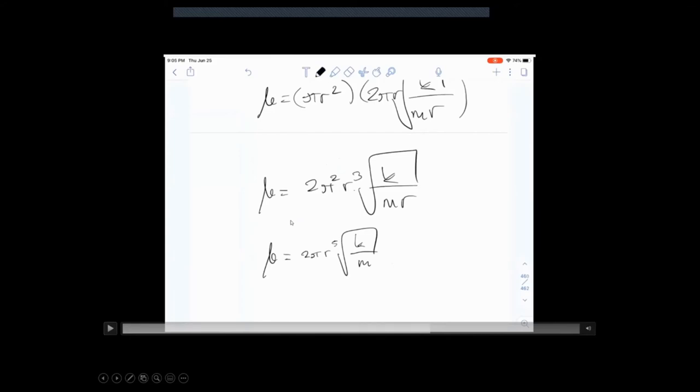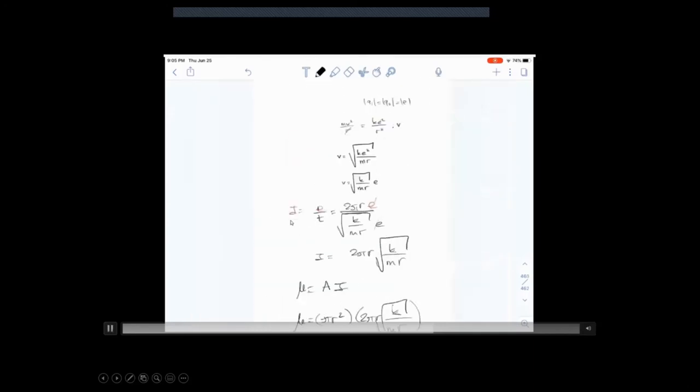K is the electrostatic constant, M is going to be the mass of the electron that you're looking at. All right, so which means that you can actually express the dipole moment of a hydrogen atom using a bunch of constants. Pi is a constant, R is a measured value. That's the size of it. K is the strength of the electrostatic force and so on.